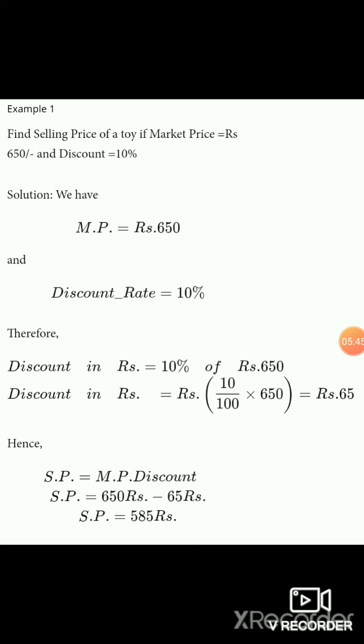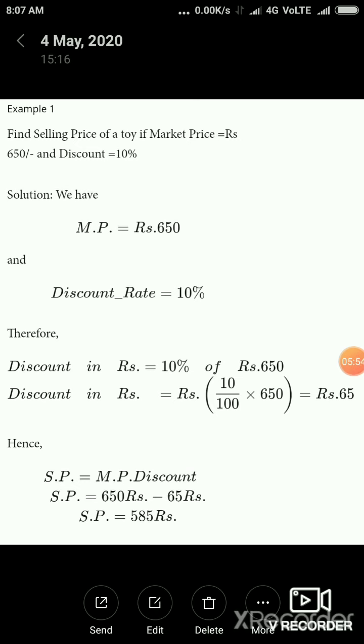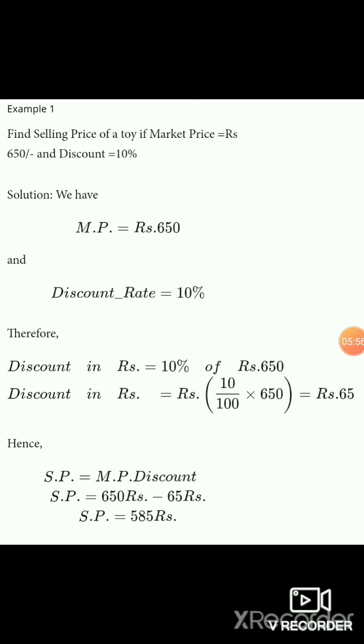Discount in rupees is equal to 10 by 100, removing the percentage sign, and it depends on MP, so multiply by MP, and we get rupees 65. If you subtract the discount from MP, you will get the SP. SP is equal to MP minus discount, that is equal to rupees 585. In this way you can calculate SP, discount, MP, anything else.